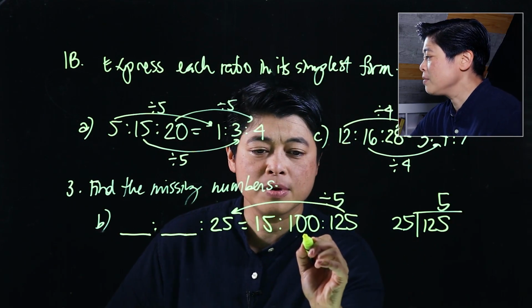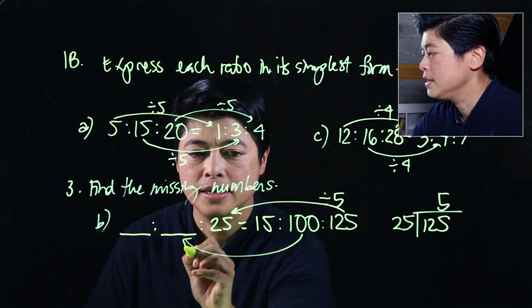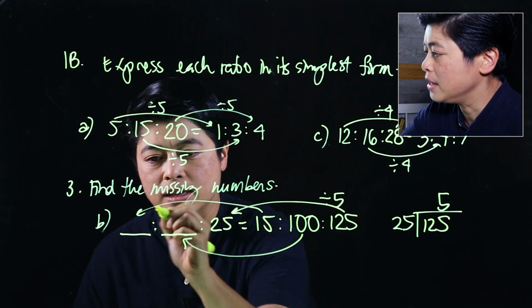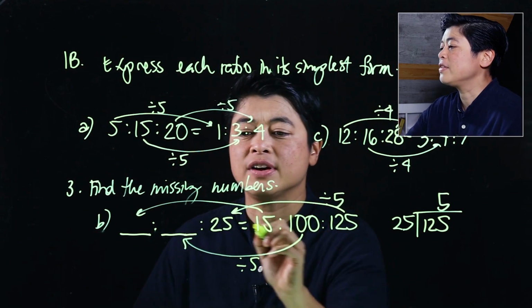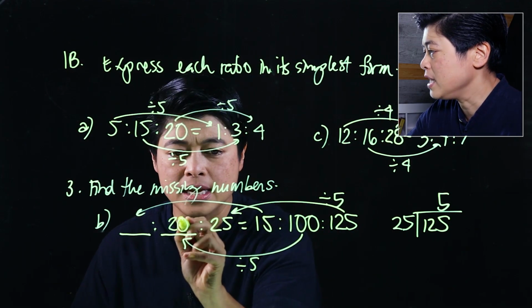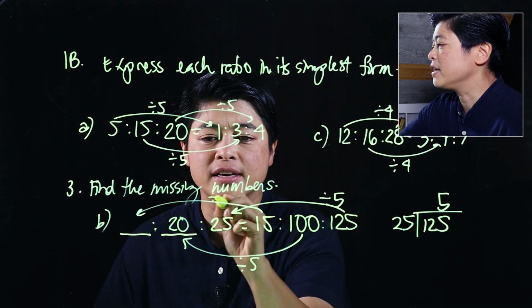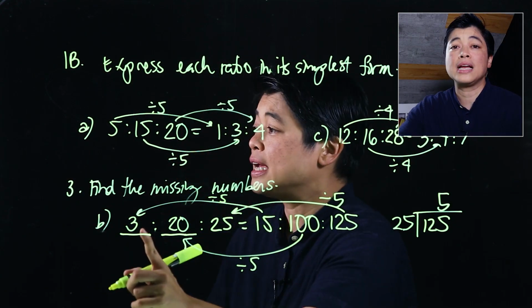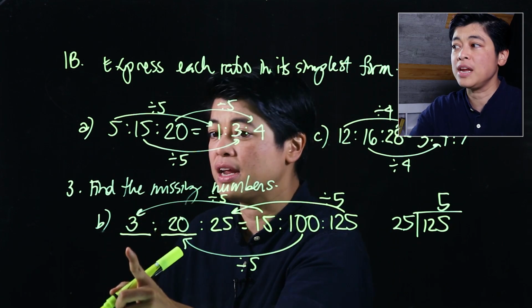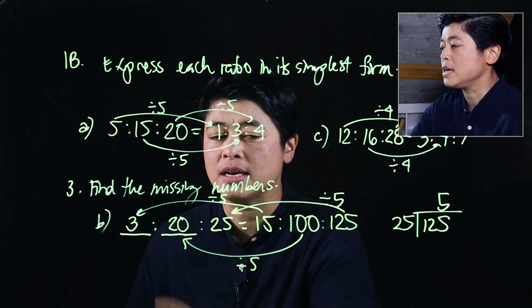That should still give you 5 when you do it computationally. Which means here we will divide, and here we will divide as well. So this would have been divided by 5. 100 divided by 5 is 20, and 15 divided by 5 is 3. So the missing items in number 3 would be the 3 and the 20.